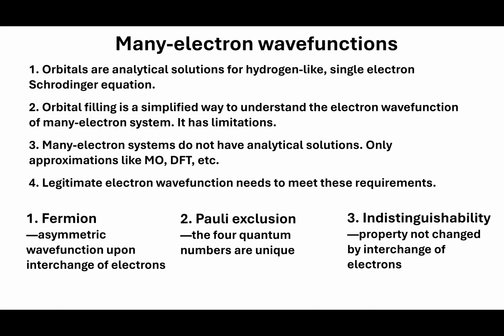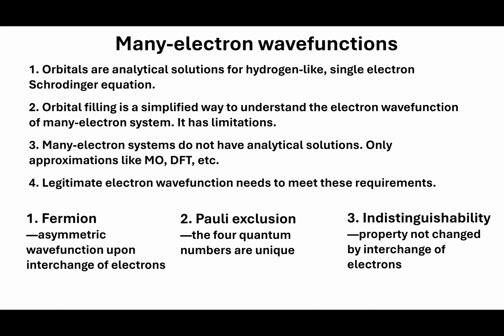Number 2, it has to follow the Pauli exclusion. I think we know the Pauli exclusion, right? So you should have a unique set of the 4 quantum numbers. You cannot have the same set of quantum numbers, because it's exclusive. You must have a different address for each single electron.